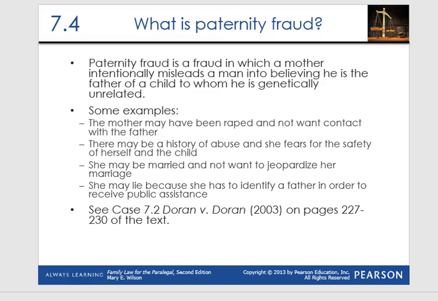Some examples may be where the mother may have been raped and not want contact with the father. There may be a history of abuse and she fears for the safety of herself and the child. She may be married and not want to jeopardize her marriage. She may lie because she has to identify a father in order to receive public assistance.